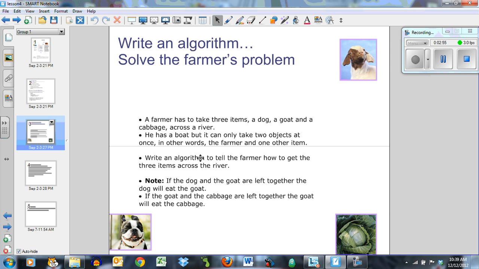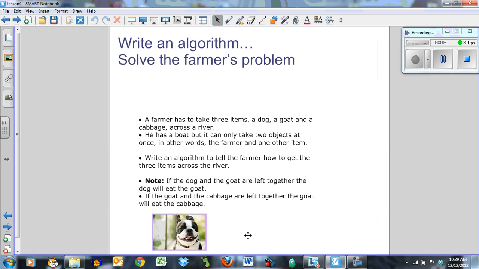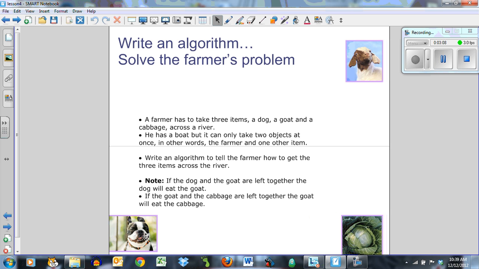If the dog and the goat are left together, the dog will eat the goat. Look at him, he's a mean-looking dog. And if the goat and the cabbage are left together, the goat will eat the cabbage. So the only 2 things that you can leave together are the dog and the cabbage. You can only leave these 2 together. You cannot leave these 2. You cannot leave these 2 together. So take a minute or so and see if you can figure out what the steps are for that. Click pause.